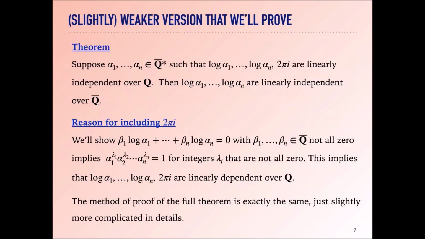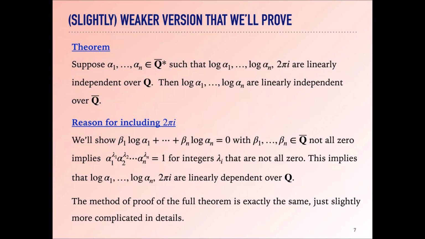There we go. We'll prove something slightly weaker, where I'm going to increase my assumptions. I'm going to assume that not just log alpha 1 through log alpha n are linearly independent over Q, but that those numbers together with 2 pi i are linearly independent over Q. And then I'm going to make the weakest conclusion of the various statements I've considered so far, which is that log alpha 1 through log alpha n are linearly independent over Q bar. So I'm giving myself a little bit extra.